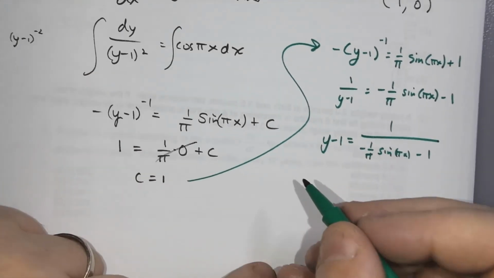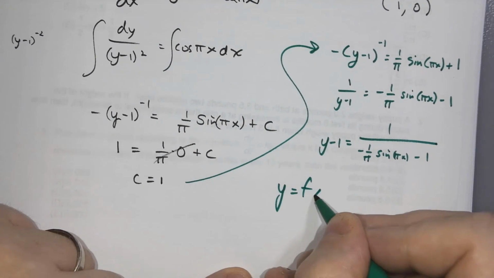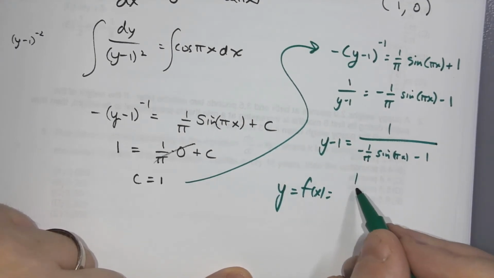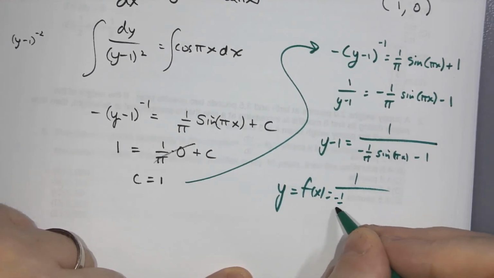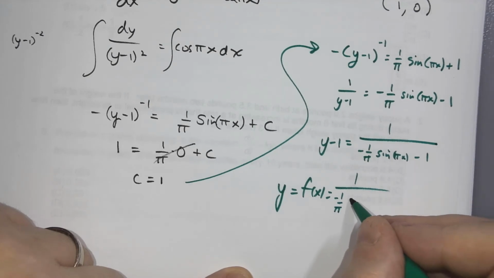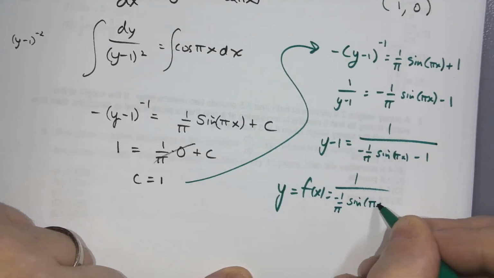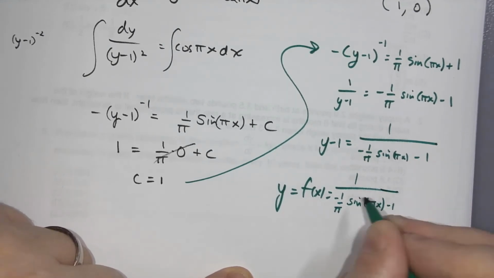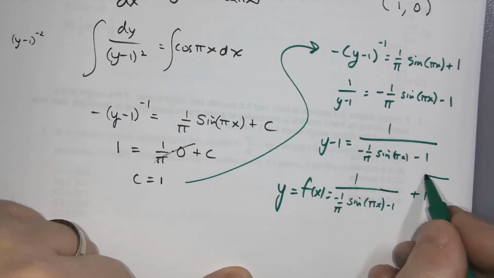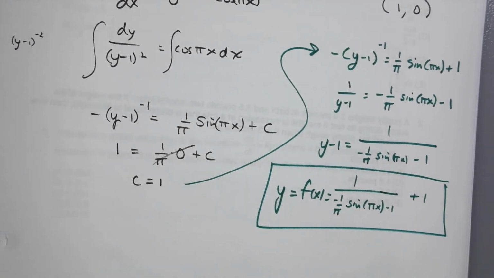So final answer, y, also known as f of x, would be 1 over negative 1 over pi sine pi x minus 1, and then just add on that plus 1, and that's good enough for an AP exam.